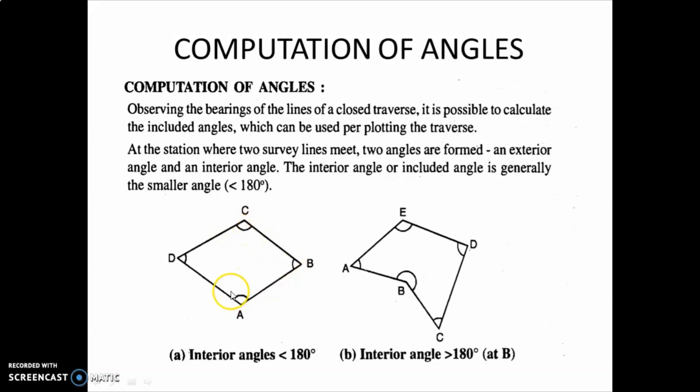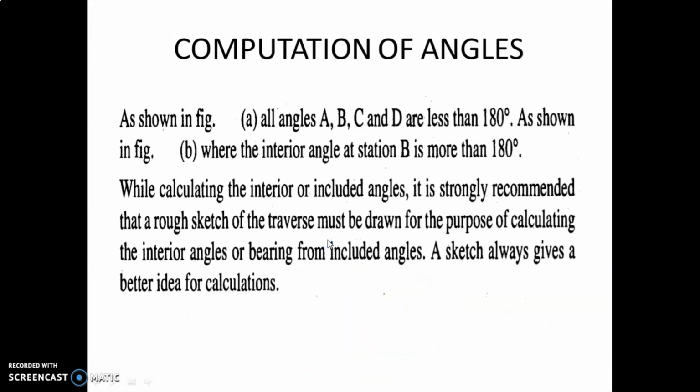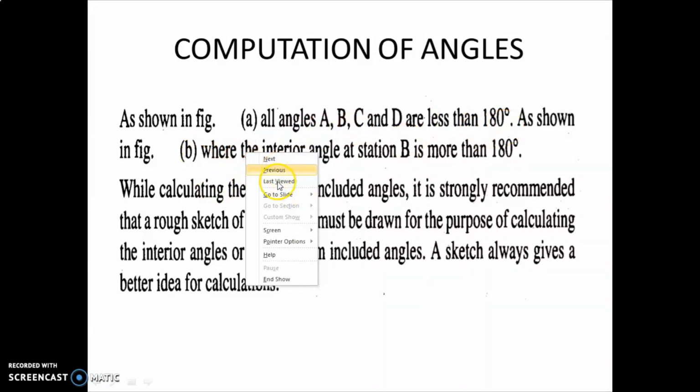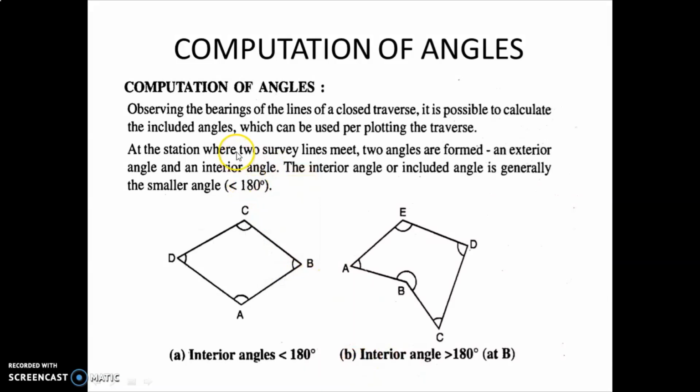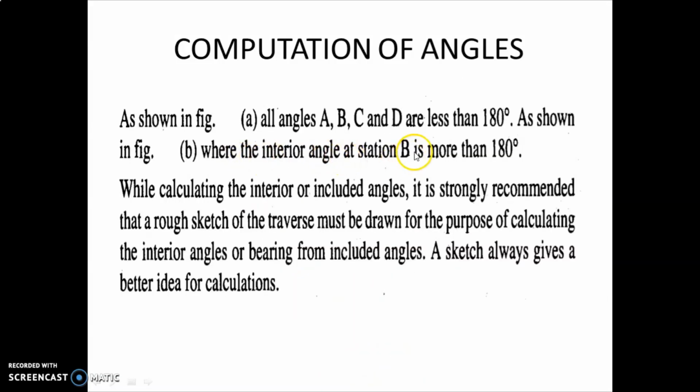C, B, A, D. Okay. So at the station where two survey lines meet, two angles are formed, one an external angle and another an internal angle. The interior or included angle is generally the smaller angle, meaning less than 180 degree. You can see the example of internal angle less than 180 degree and external angle greater than 180 degree at B. As shown in figure A, all angles A, B, C, D are less than 180 degree, and as shown in figure B, the internal angle at station B is more than 180 degree.